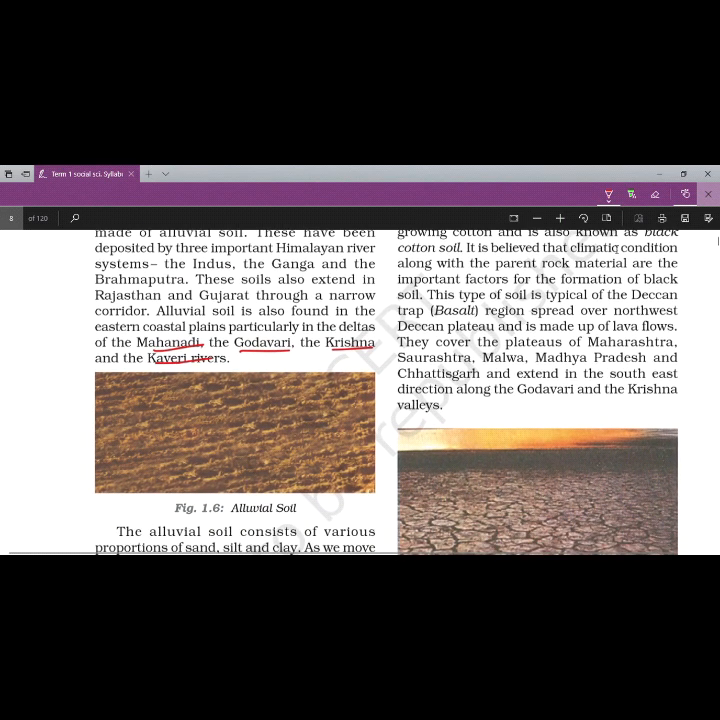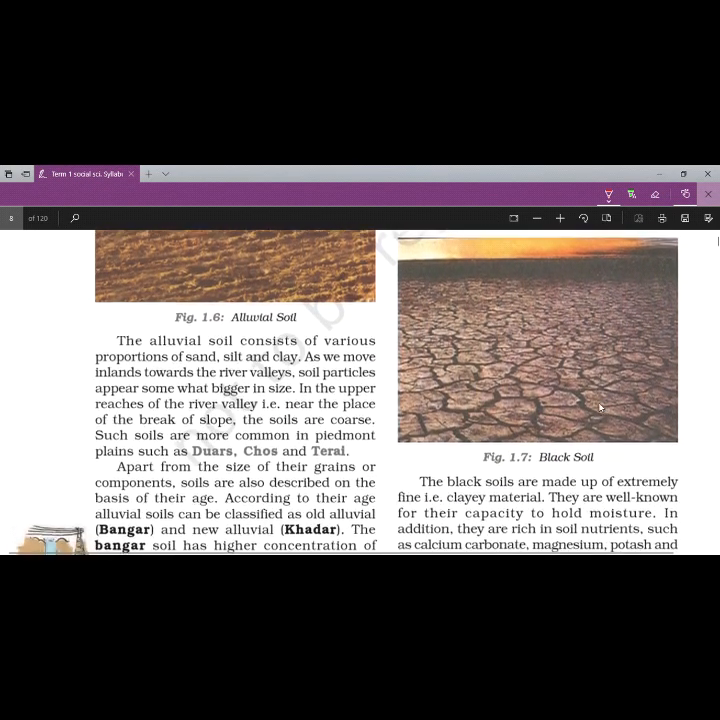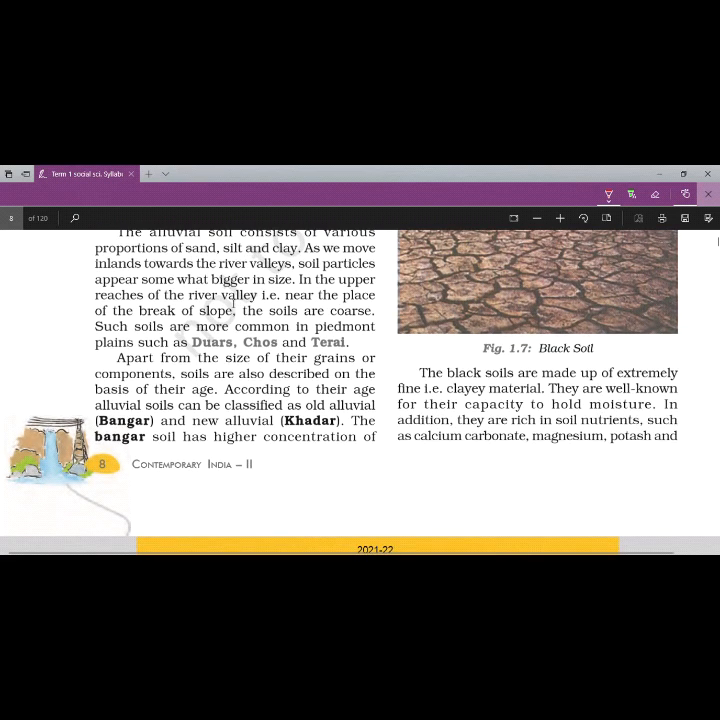The states covered are Maharashtra, then there is one area, Saurashtra, Malwa, Madhya Pradesh, Chhattisgarh, and extending in the southeast direction along the Godavari and Krishna. Alluvial soil consists of various proportions of sand, silt, clay. Such soils are more common in Piedmont plains. The names of the plains you have to memorize. Apart from the size of grains or components, soils are also described on the basis of their age. Khadar and Bhangar, I have already told you that, learn the difference between them.